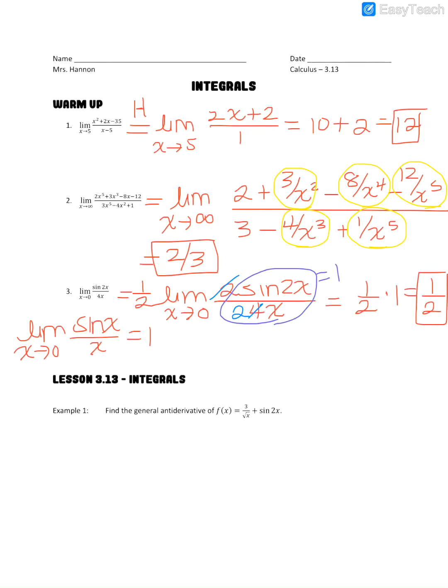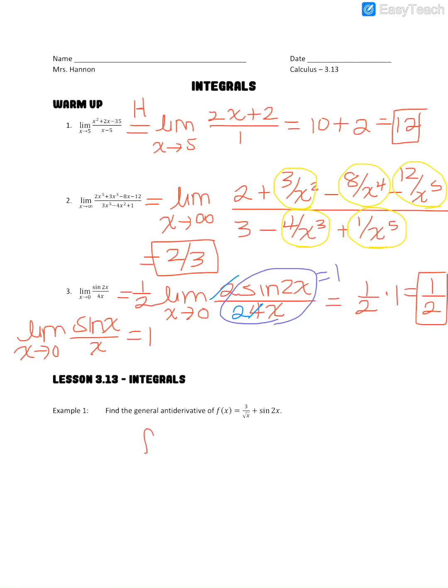All right, today we are learning about integrals. So let's start number 1. We're going to do sort of a review problem from 3.12. Find the general antiderivative of f of x equals 3 over radical x plus sine of 2x.